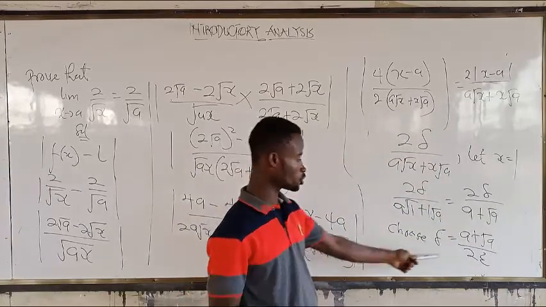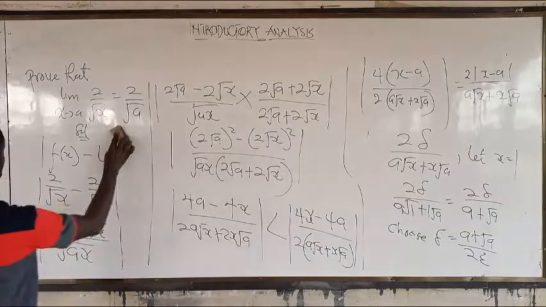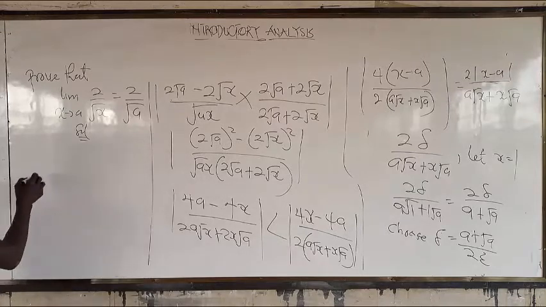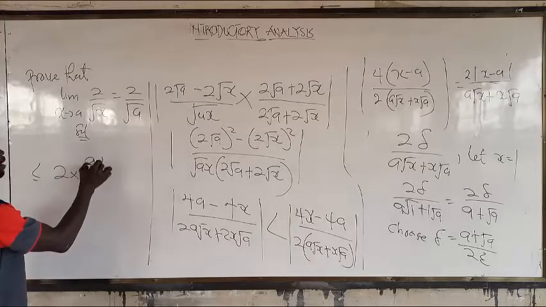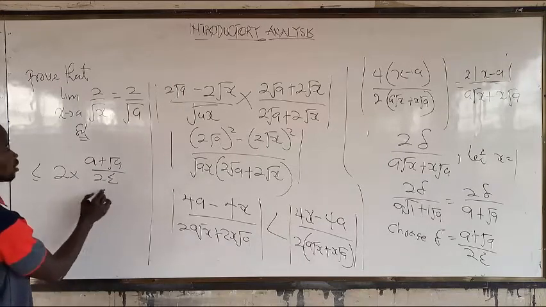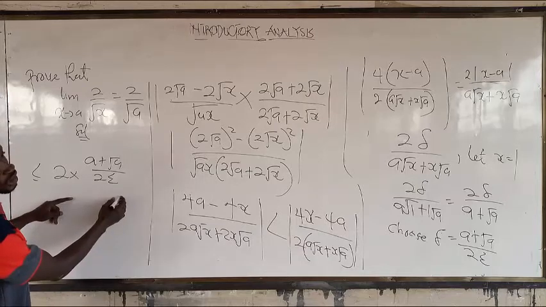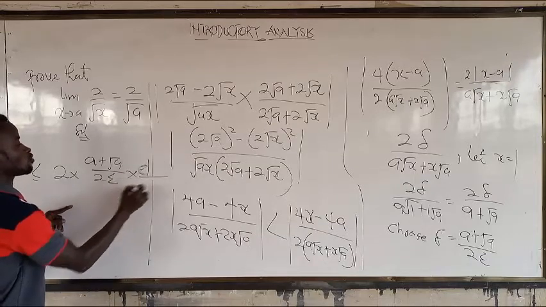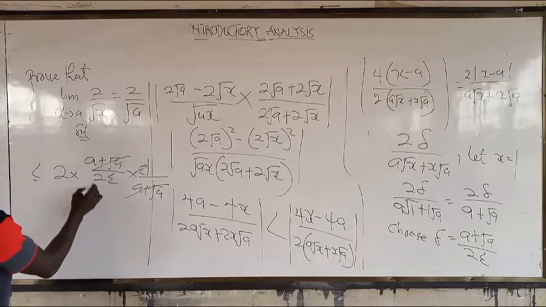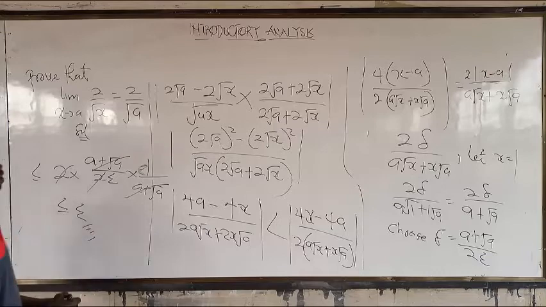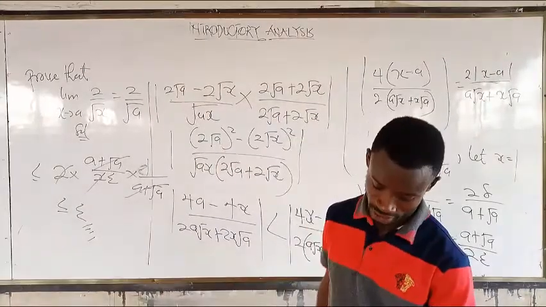Alright, so by substitution, you're going to get 2 multiplying a plus square root of a over 2 epsilon, and it's going to be all these over a plus square root of a. So let's multiply by 1 over a plus square root of a. This cancels this, and this will cancel this. So we are going to be left with less than what? Epsilon. Alright, so that's going to be the final answer for that.